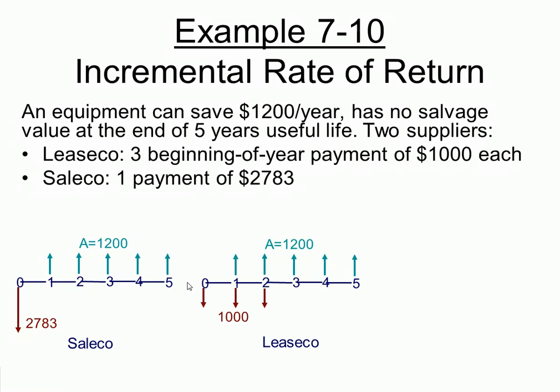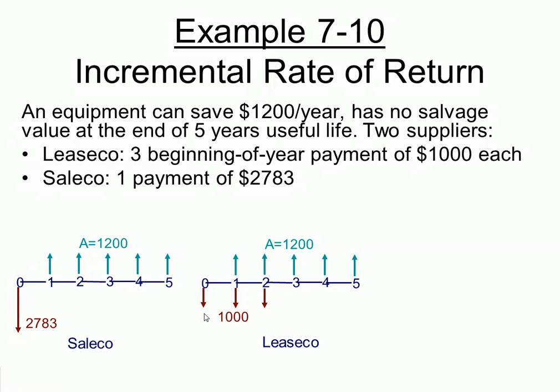So then we're going to subtract these two. Why are we subtracting SailCo from the LeaseCo? You're right, because I said in the incremental rate of return analysis, we're going to subtract the higher initial cost alternative. From that alternative, we're going to subtract the lower initial cost. Obviously, the $2,783 is higher cost compared to the initial cost of $1,000 at time 0. So it's always compared to time 0. That's your initial cost.